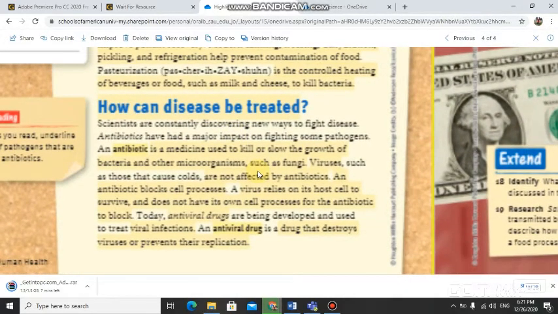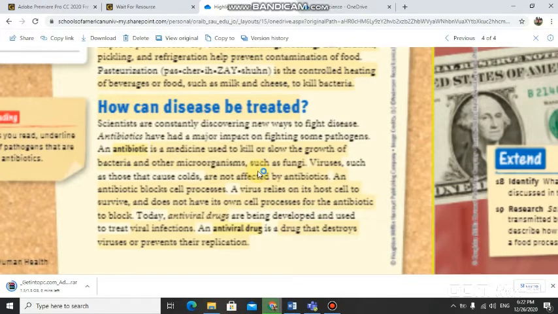How can we treat these diseases? Using certain classes of medicines such as antibiotics and antivirals. We know that antibiotics are used to treat bacterial infection and some fungal infection, not all fungal infection, but some of them. So antibiotics are not used to treat viral infection.